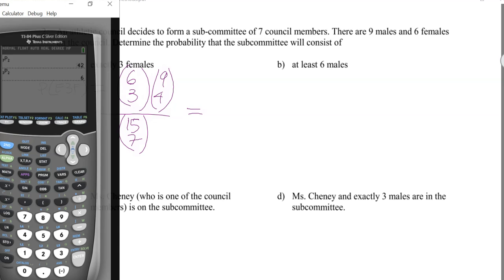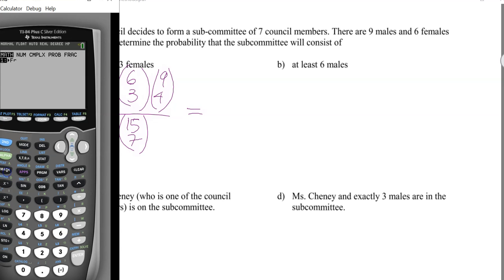All right, let's work each of these out individually. So 6 choose 3. Order doesn't matter. So 20 times 9, there are 9 males, and we need 4 of them. 9 choose 4. Again, order doesn't matter. 126.